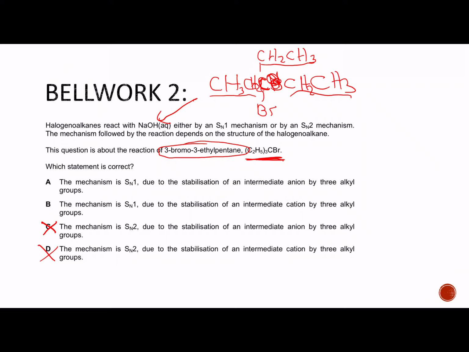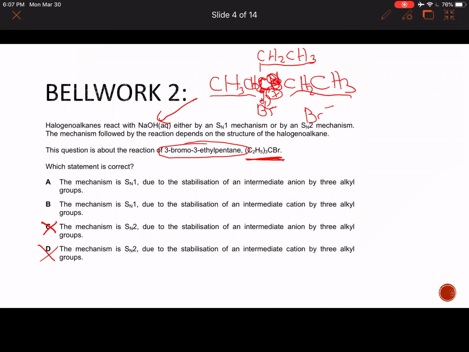Now, what is the intermediate for the mechanism? If you'll recall, when the bromine leaves, it takes its electrons with it, so it becomes Br-, which means that this is a carbocation. And so the answer is stabilization of the intermediate cation by 3 alkyl groups. If you got that, pat yourself on the back.